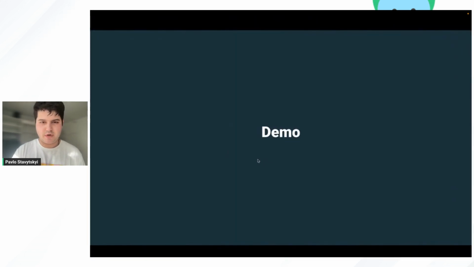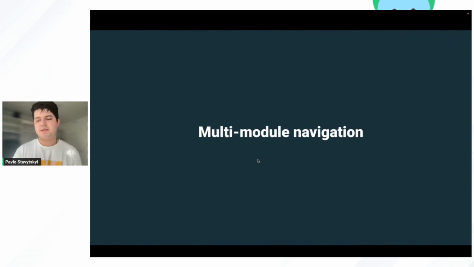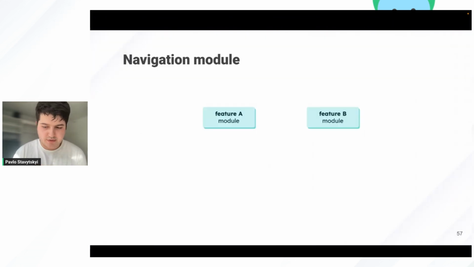All right, let's get back to the slides. There is one more thing to discuss, which is multimodal navigation. What is the problem with multimodal navigation and why is it different? Normally, in many cases, when engineers design architecture for a multimodal project, feature modules usually do not depend on each other directly.